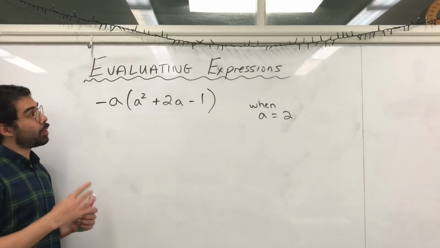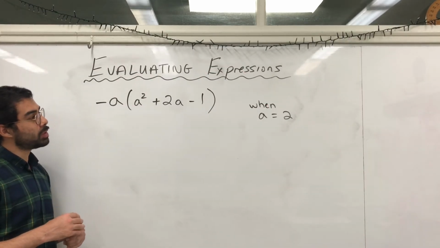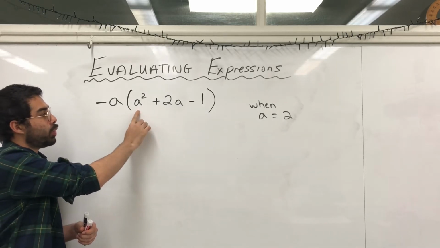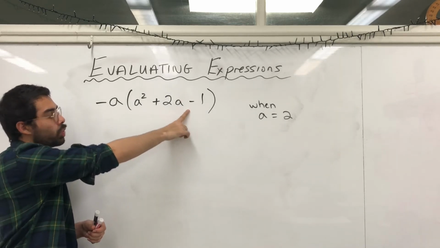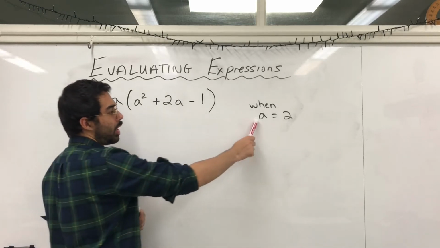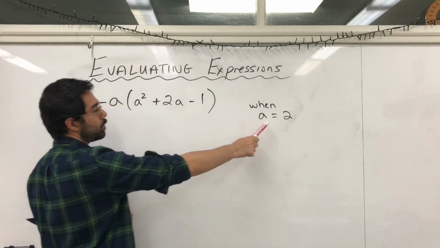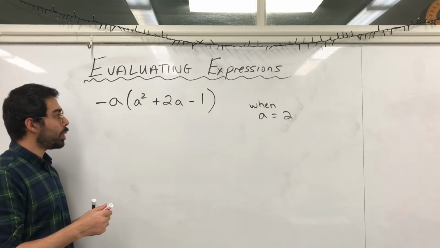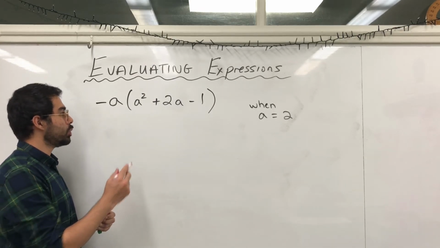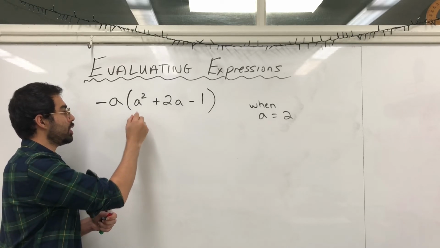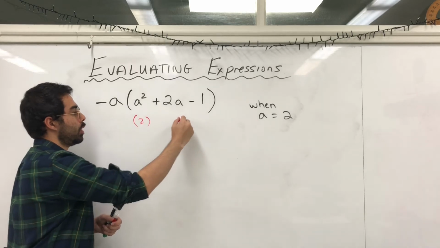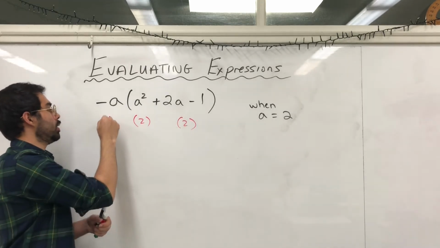All right, so here we are. We're going to go ahead and evaluate expressions. We've got negative a times what is in parentheses, a squared plus 2a minus 1. Whenever we see a, we're going to substitute it with 2. When you substitute, just remember to put it in parentheses, which I'll do whenever I see a. So 2 for a, here as well, here as well.